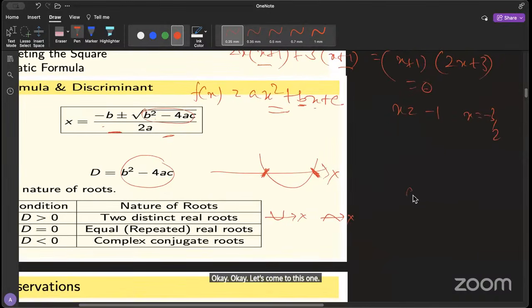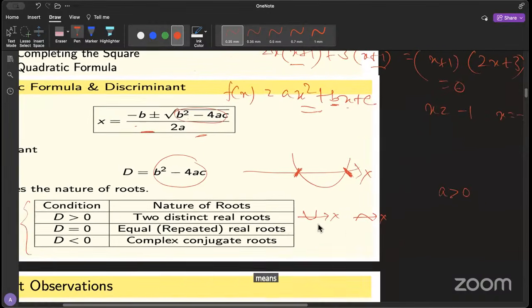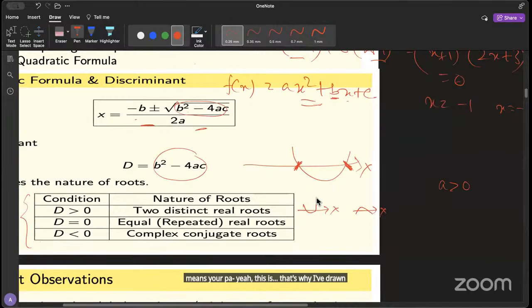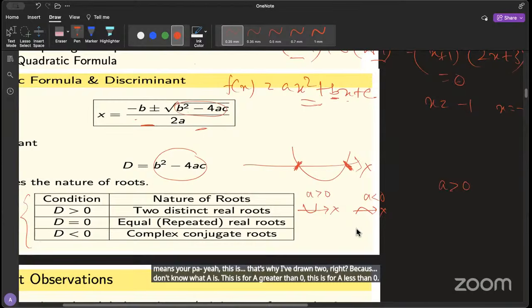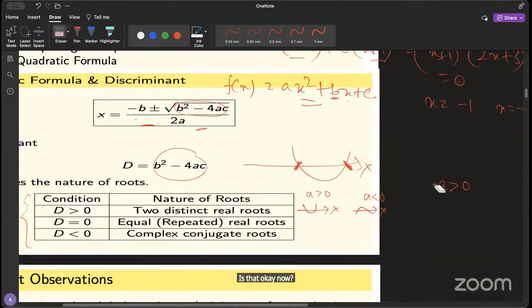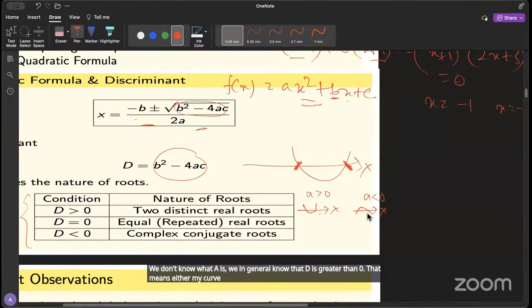For A greater than 0, yeah, this is good. That's why I've drawn 2, right? Because we don't know what A is. This is for A greater than 0. This is for A less than 0. Is that okay now? We don't know what A is. In general we know that D is greater than 0. That means either my curve looks like this or it looks like this.